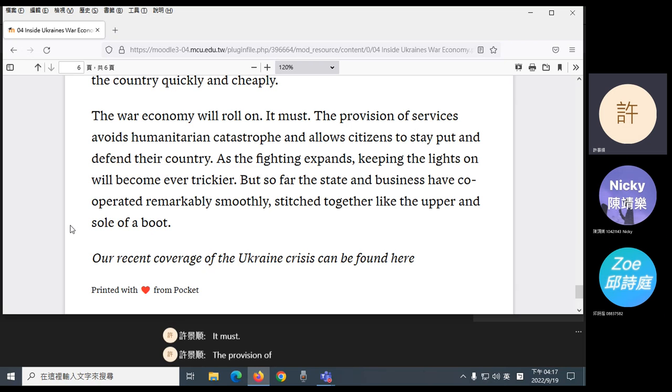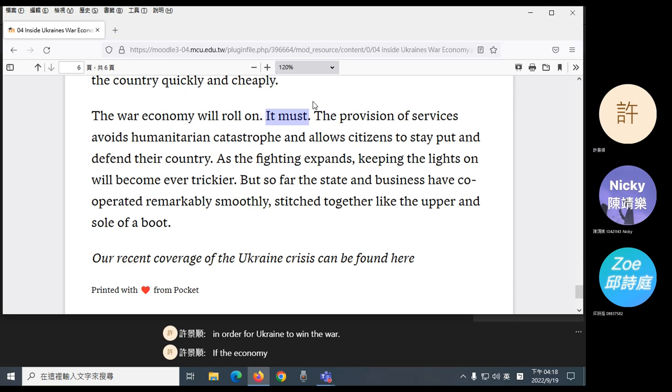The provision of services avoids humanitarian catastrophe and allows citizens to stay put and defend their country. Provision is the noun of provide. So the providing of services can avoid disaster and allows people to stay in the country, to stay put and defend their country and to keep fighting. In other words, this it must means the economy must go on in order for Ukraine to win the war. If the economy stops, then there's no way Ukraine has enough money or resources to win.